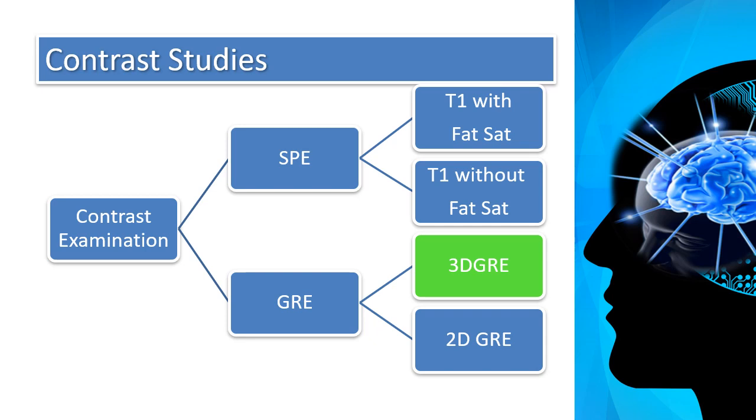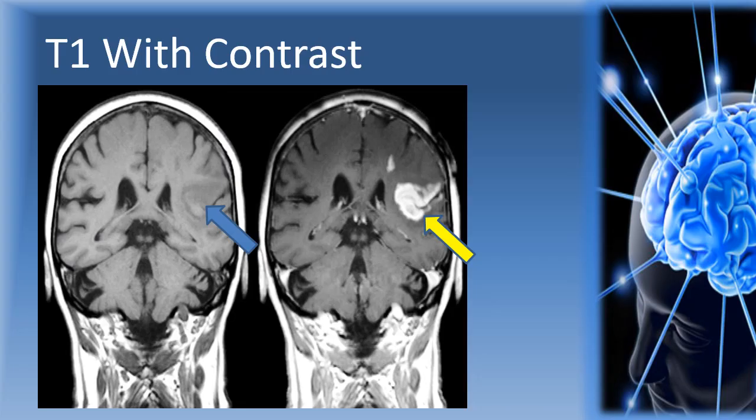Additionally, we can use 3D gradient for reformatted or post-processing of the image. We can do reformatted images, coronal, sagittal, or whatever. So 3D gradient is a preferable technique for contrast studies in the abdomen, while T1 is usually used for almost the remaining modalities.